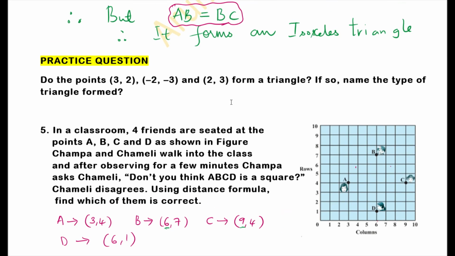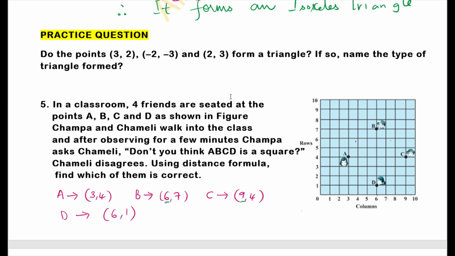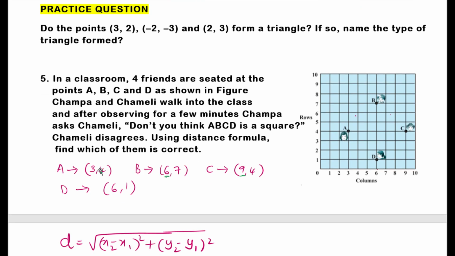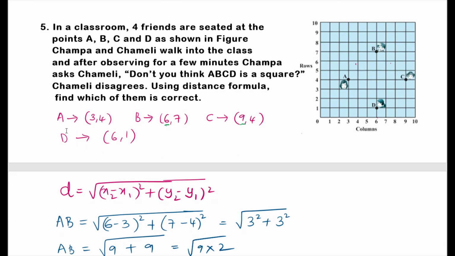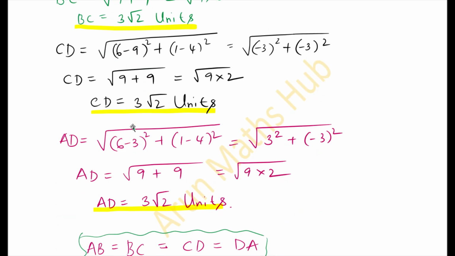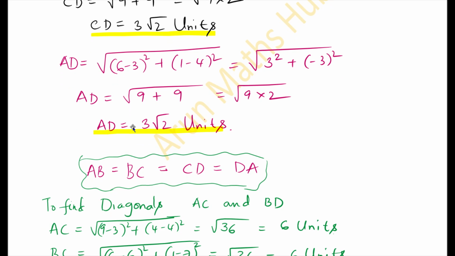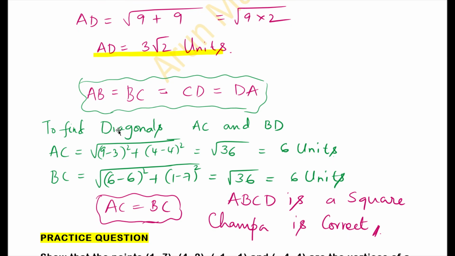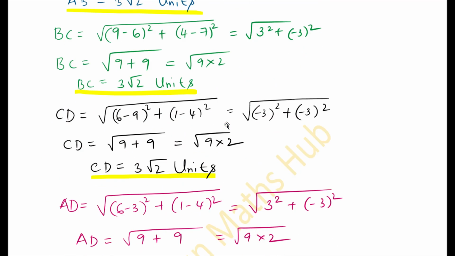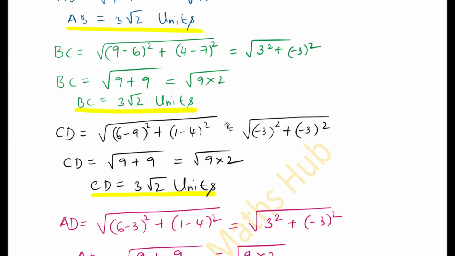Students, we'll do a small recap. 4 students are sitting at 4 points A, B, C, D. The first step is to find out the coordinates of A, B, C and D by observing the graph, then using the distance formula find out AB, BC, CD and DA, and check whether all the lengths are equal. If all the lengths are equal, it confirms that it is a square or a rhombus. To confirm it is a square, we need to find out the diagonals AC and BD.